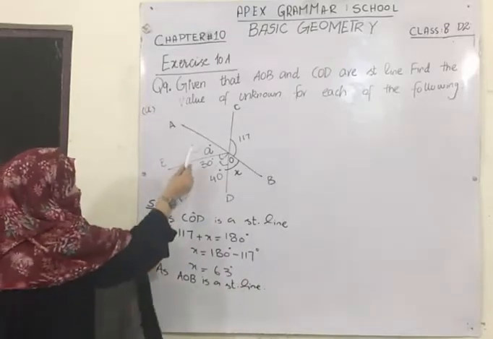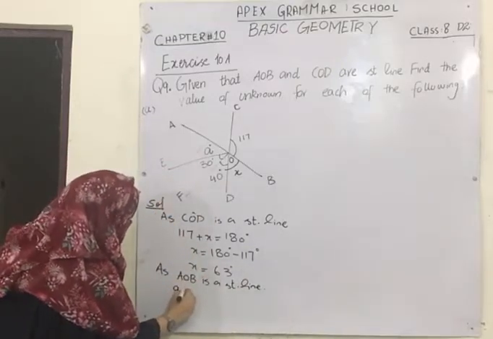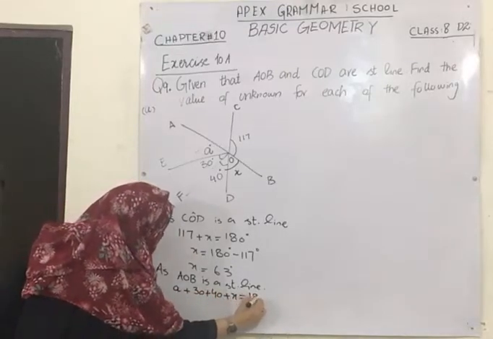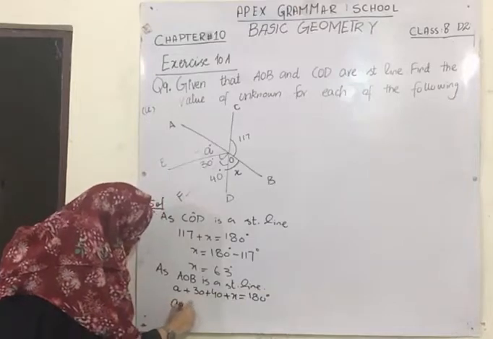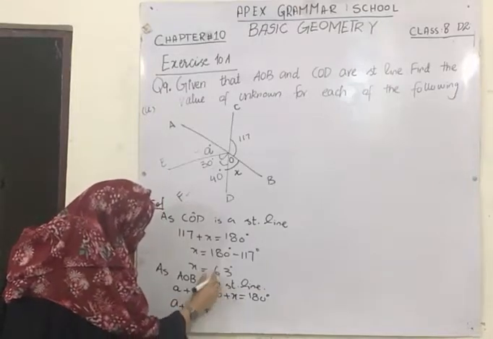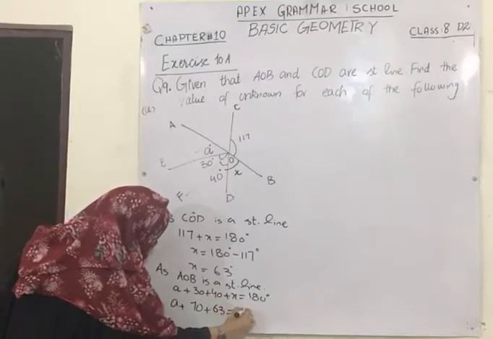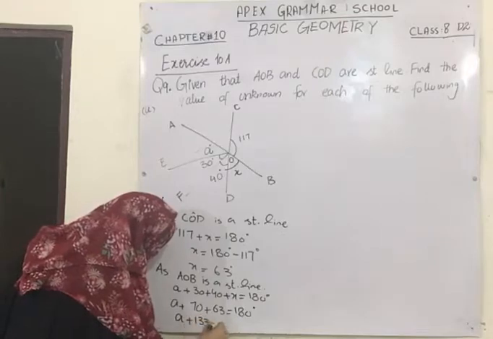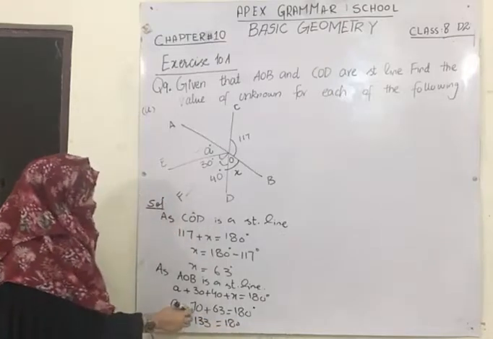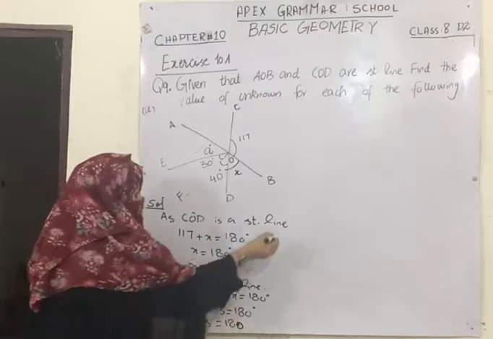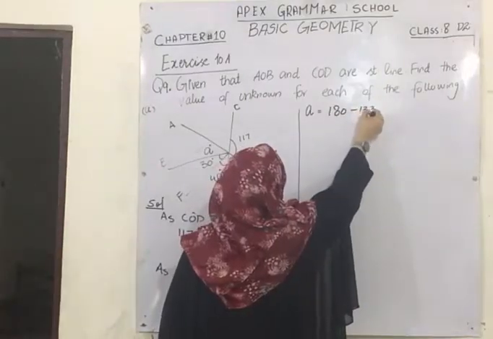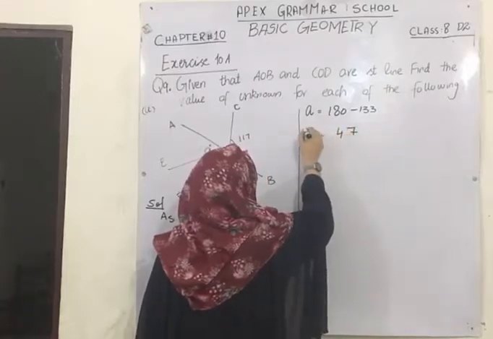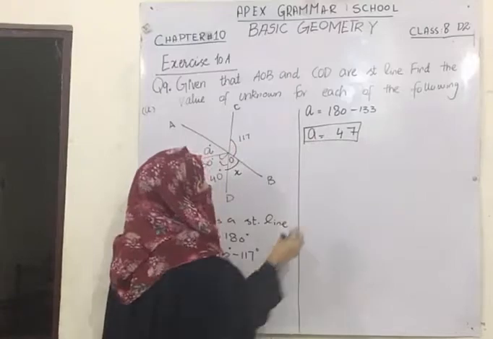As AOB is a straight line, all the angles will add up to make 180 degrees. A plus 30 plus 40 degrees plus X is equal to 180 degrees. 30 and 40 makes 70. The value of X is 63 degrees. So A plus 133 is equal to 180 degrees. 133 is being added, so on the other side it will be subtracted. A equals 180 minus 133 degrees. So your value of A is 47 degrees.